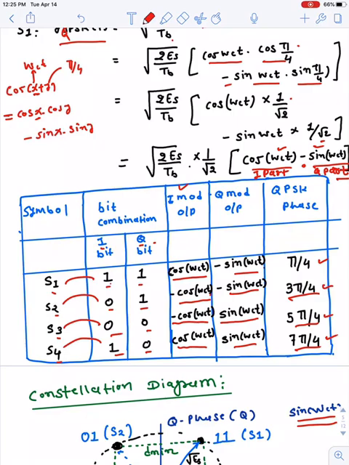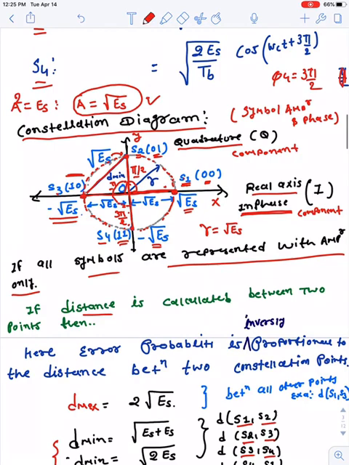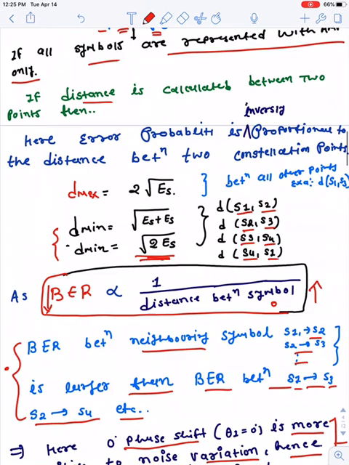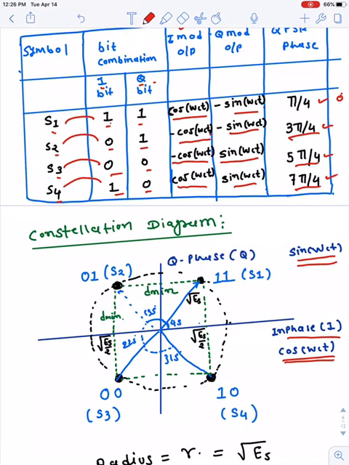So what difference can we observe here? In the earlier case we had a phase of 0 degree, then we may have a phase of pi by 2, then pi and 3 pi by 2, but here the phases are changed. So the first phase is pi by 4, rather than the 0 degree in the earlier case. This is 3 pi by 4, rather than pi by 2 in the earlier case, the third phase is 5 pi by 4 rather than pi in the earlier case, and this one is 7 pi by 4 rather than 3 pi by 2 compared to the earlier case.